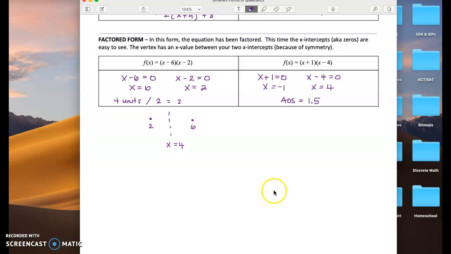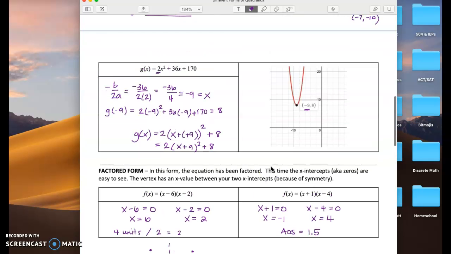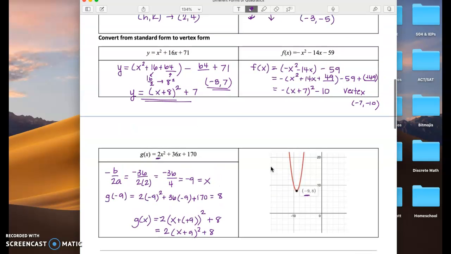So each of these has a different positive to them and different ways that we use them. But being able to identify vertex form is going to be the one that we're going to use most often.